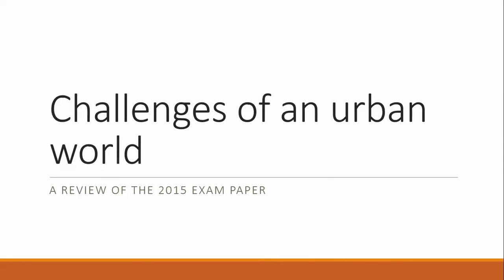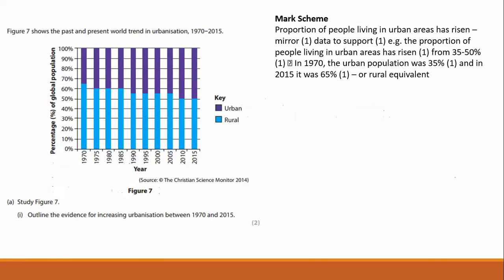Finally, we're going to talk about the challenges of an urban world for the human geography paper. Again, another question which was done pretty well on the whole, with the exception of the final bit. And the first part of this was outline the evidence for increasing urbanisation between 1970 and 2015. Basically, we were looking for the fact that the proportion's changing, and then you needed some data to support it.